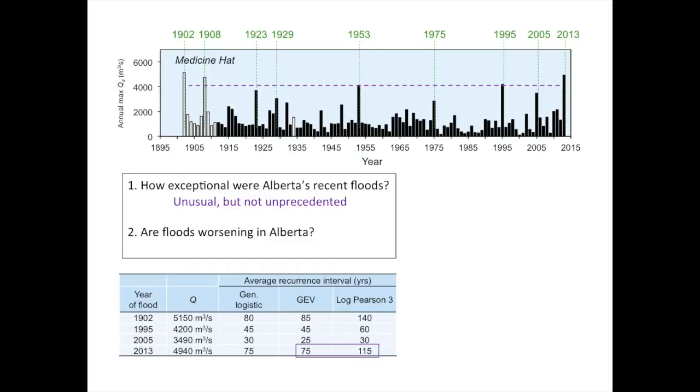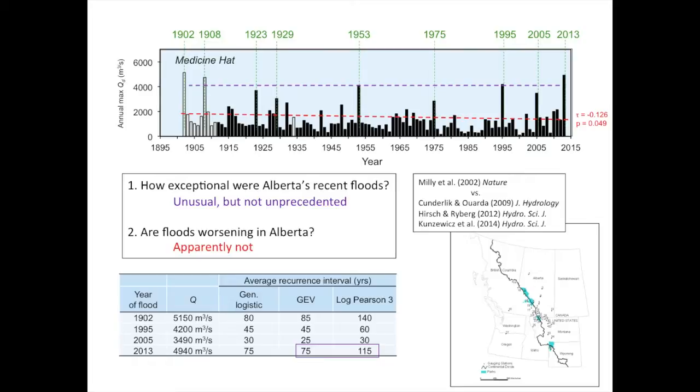The generalized extreme value is, in fact, the distribution recommended by the British Meteorologic Office, and we think that fits pretty well. Relative to that, we might then conclude that the 2013 flood was in the order of about a 1 in 75-year event. Relative to the overall watershed, it was more extreme relative to some particular tributaries.